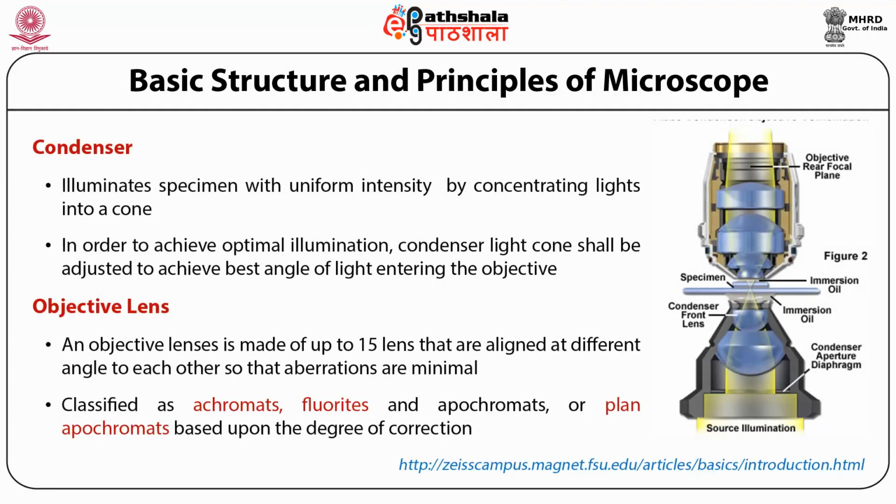There are two other important components of a microscope. One is the condenser and another is the objective lens. So the condenser is the one which is used to illuminate the specimen, and this is the one which brings the light from the light source and makes a cone to concentrate on a specimen. And the size of the cone can be varied depending on the condenser we are using.